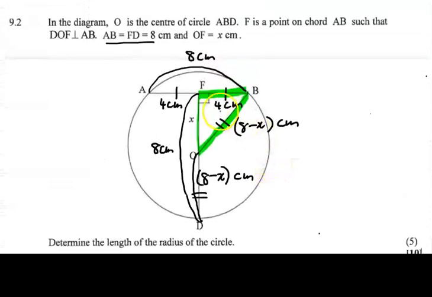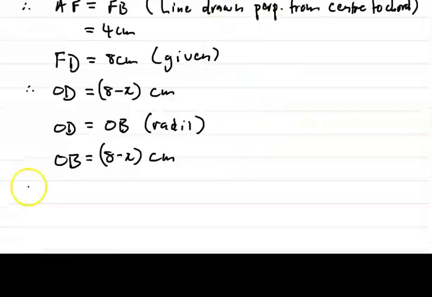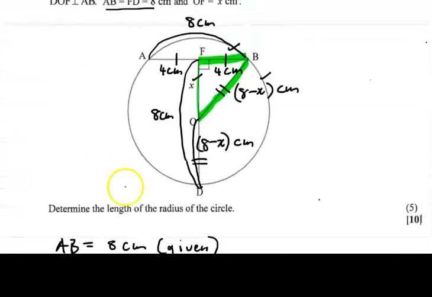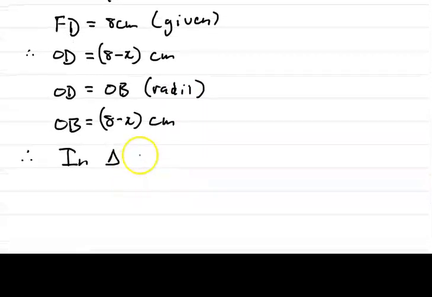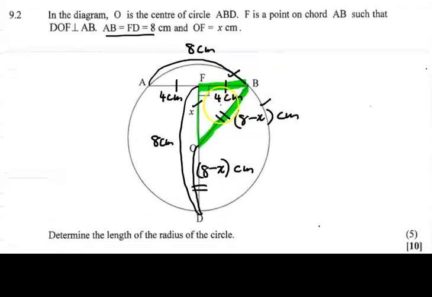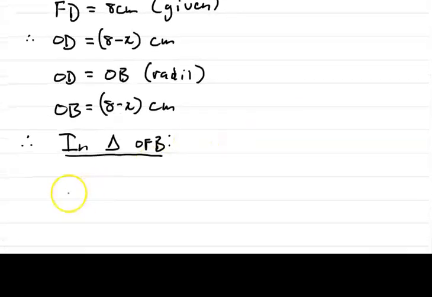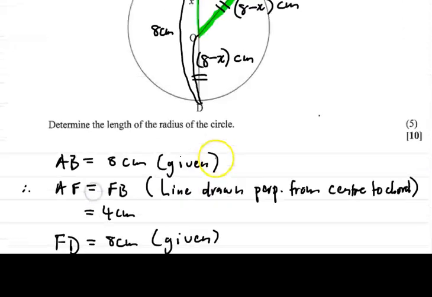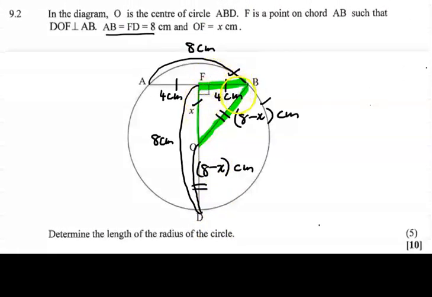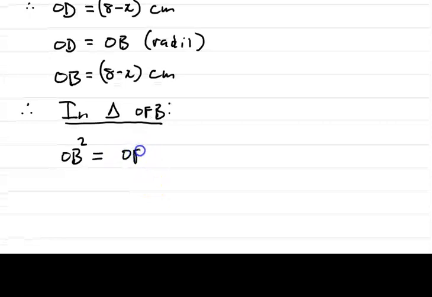Now this all leads to the following. Triangle OFB. OF is X, OB is 8 minus X, and FB is equal to 4. So therefore we can now set up our equation. So we'll write down in triangle OFB, we're going to be using the theorem of Pythagoras here. We're going to say that OB squared is equal to OF squared plus FB squared. Pythagoras.